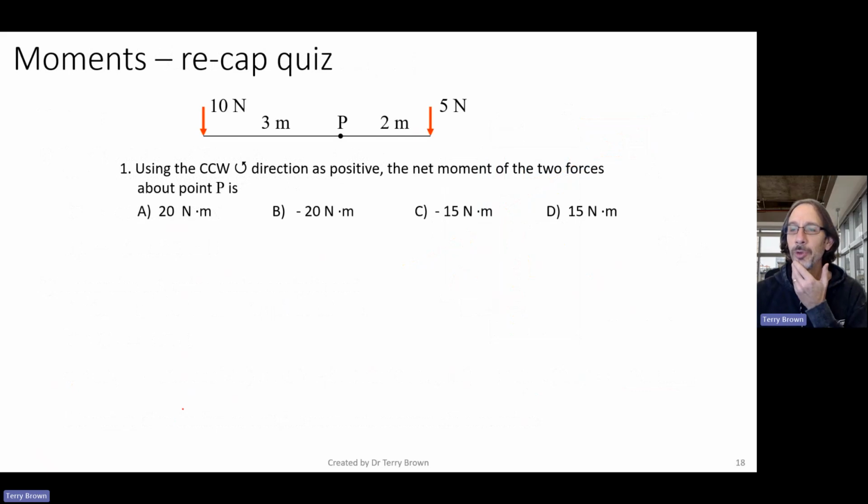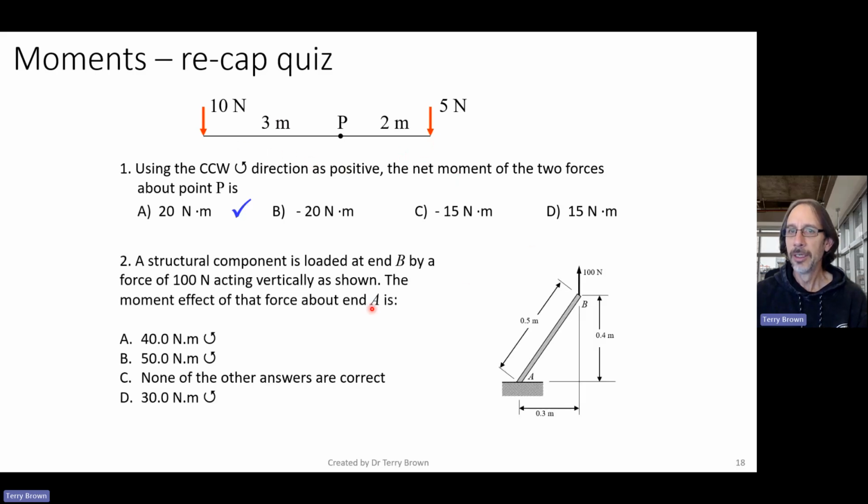So a bit of a recap quiz to finish this off. All right, so stop the video and come up with your answer. All right, so hopefully you did that and you got an answer of 20 newtons. Right, so we've got here 30 minus 2 times 5 is 20. Okay, and it will be anti-clockwise.